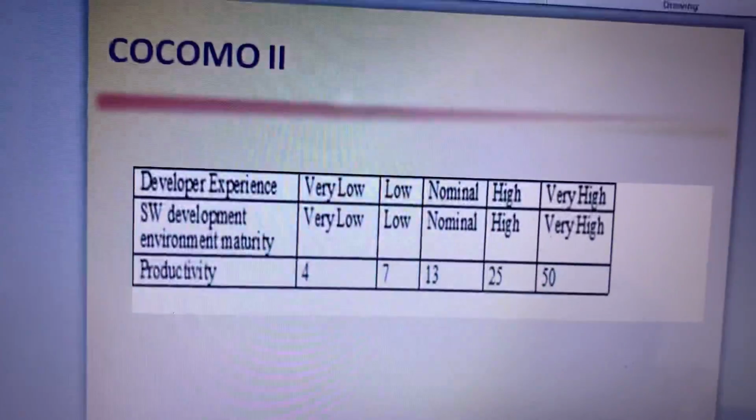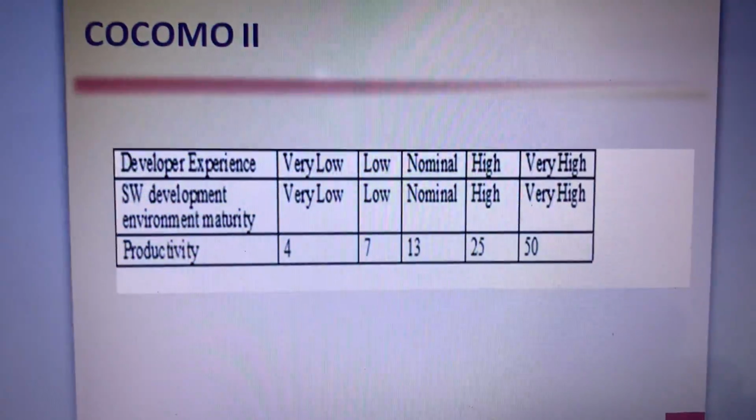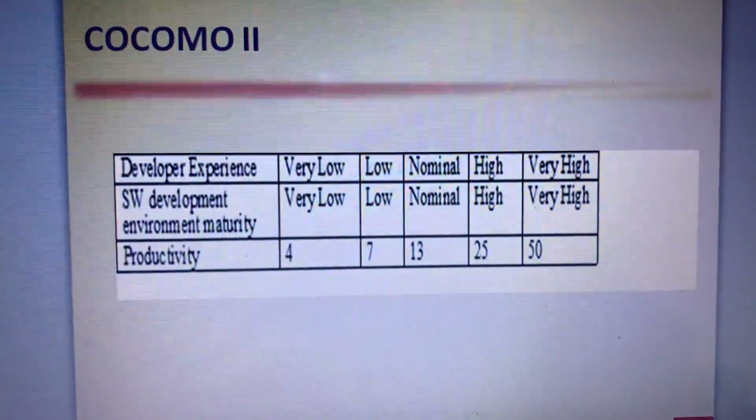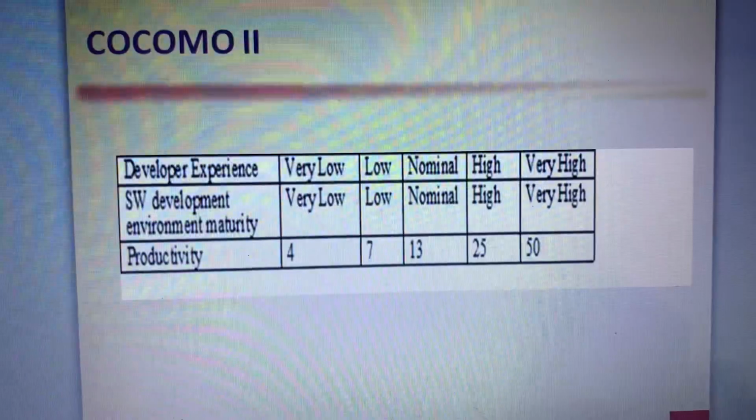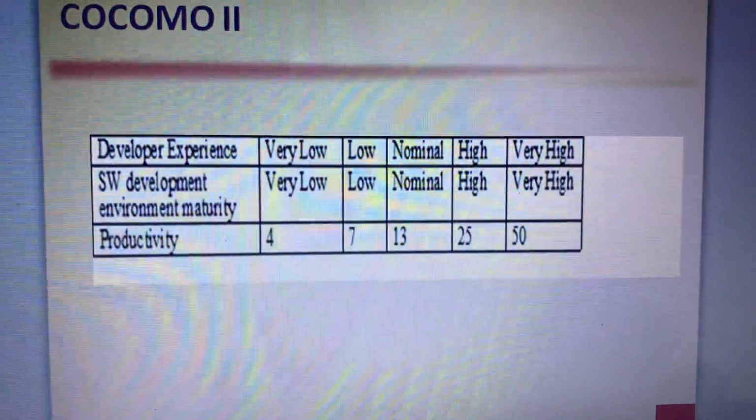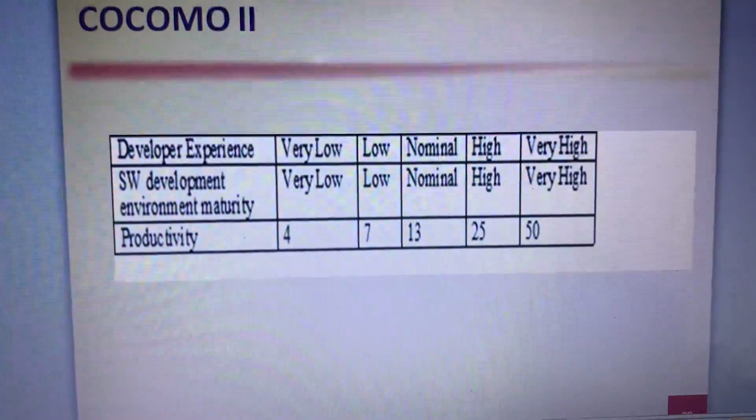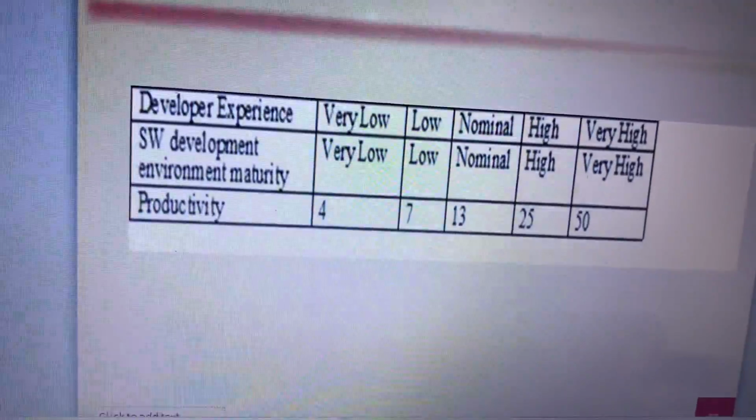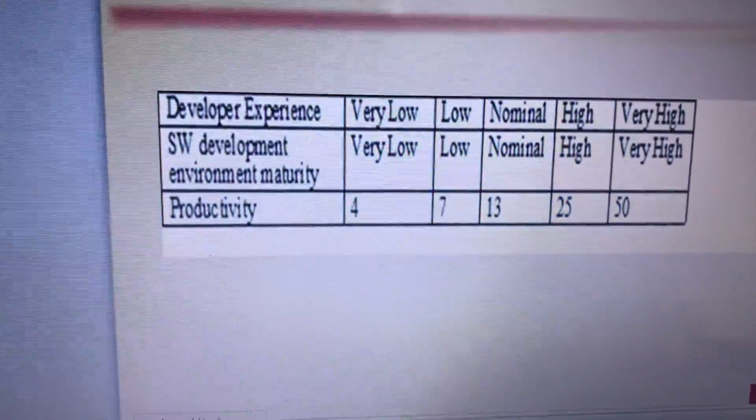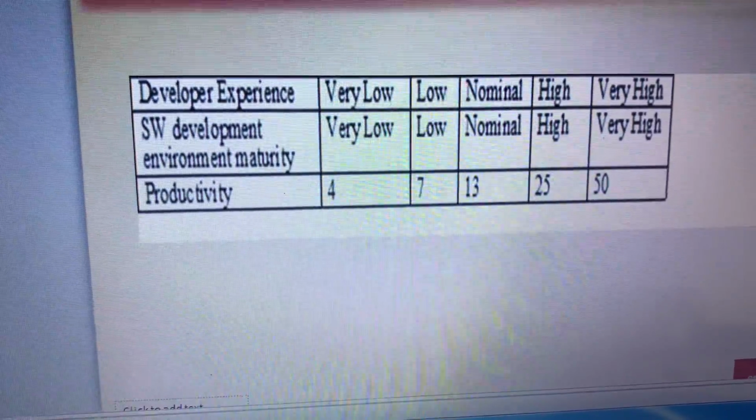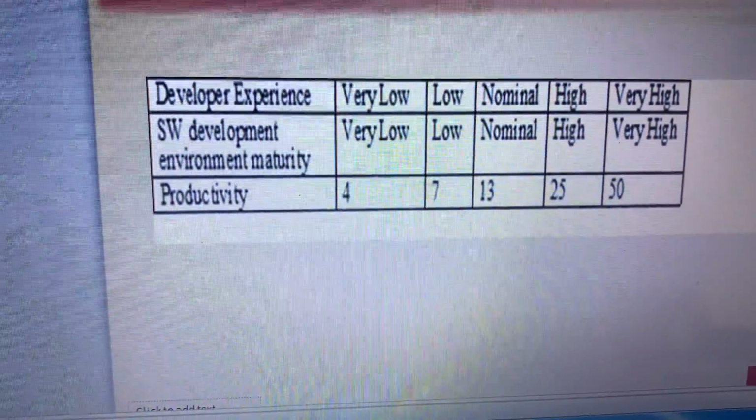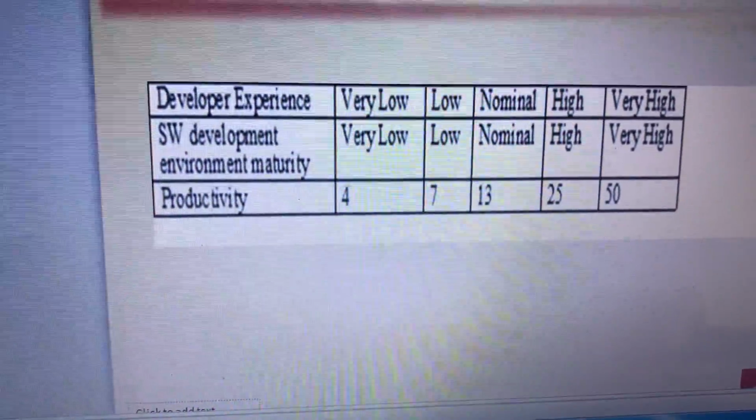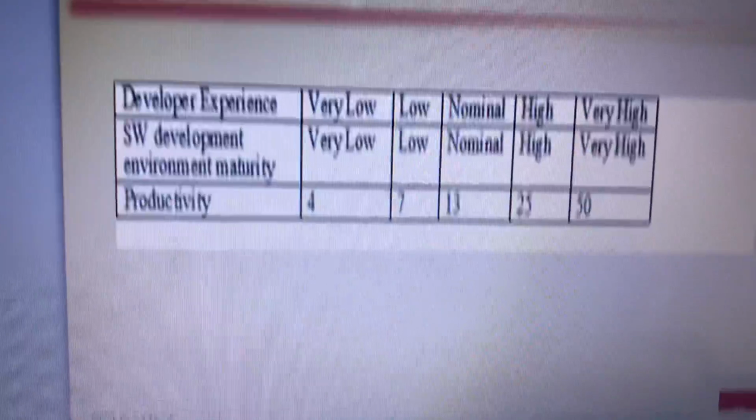And for productivity, Barry Boehm introduced his own formula and his own table. It's a constant based on experience of the programmers, developers, and based on the maturity of the software company, and scale them between very low to very high. So for very low experienced and low maturity companies, we have 4 NOP per month. For low, 7 NOP per month. Nominal 13. For high, 25 NOP per month, and for very high, 50 NOP per month.